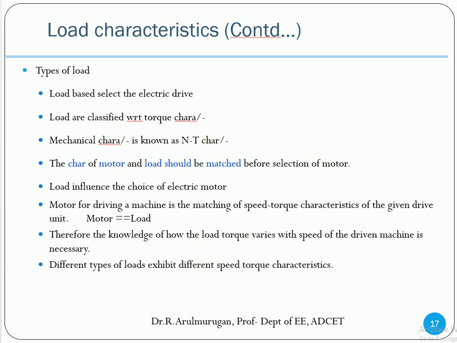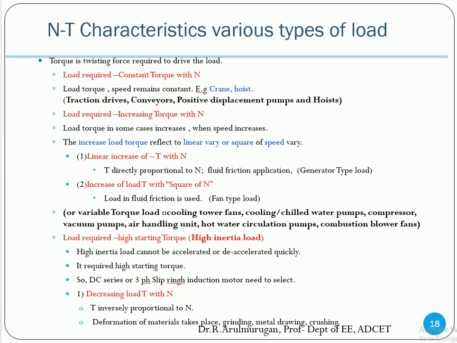Next we will see the characteristics of the load. Your load may need constant torque with respect to speed, for example, if your application is a crane or hoist. Or your load system may need a variable torque, that is, increasing torque with respect to the speed.